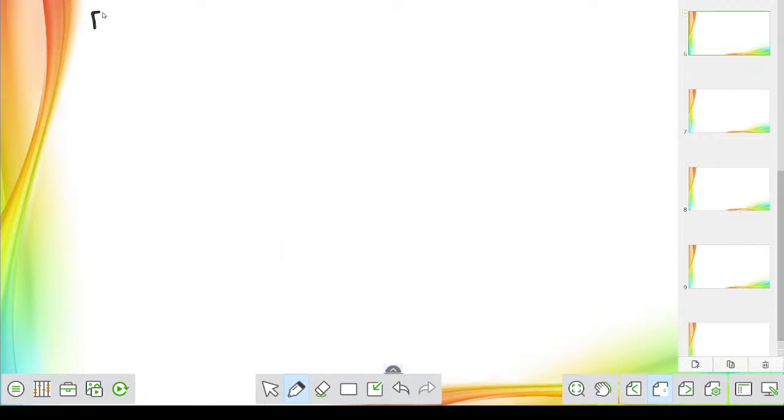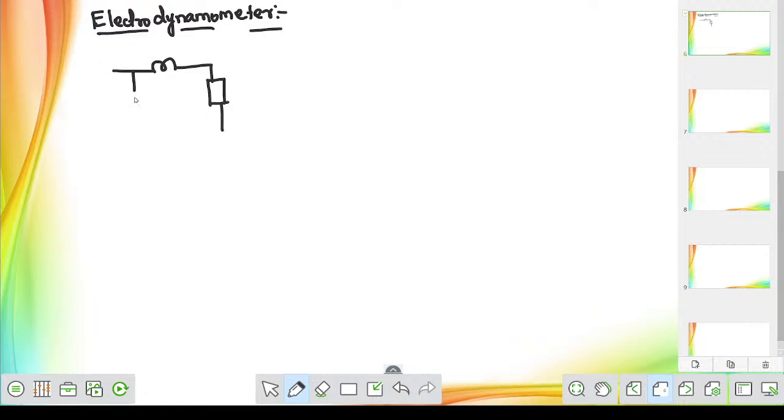The next question is, while designing electrodynamometer type of wattmeter, we can design the wattmeter in two ways. I will show you the circuits. First one, directly current coil will be connected with the load and a pressure coil will be connected like this. This is one type of connection.